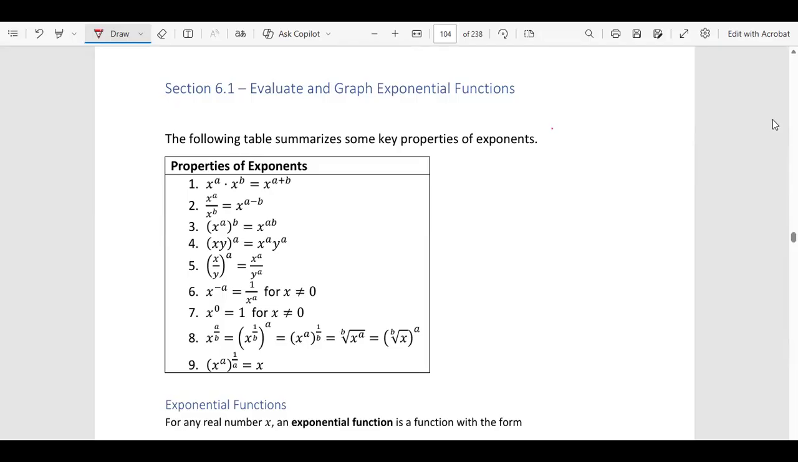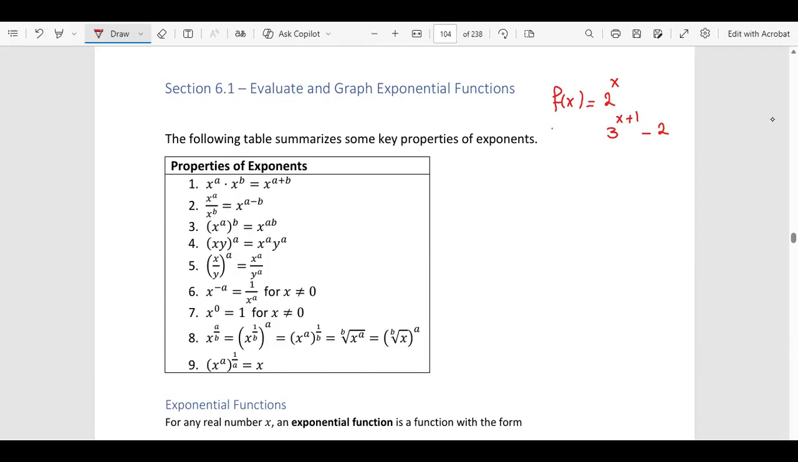Exponential function means a function where x is in the exponent of something. For example, this is an exponential function because x is the exponent of 2, or 3 to the x power, or 3 to the x plus 1 minus 2. As long as x is an exponent of something, we call it an exponential function.